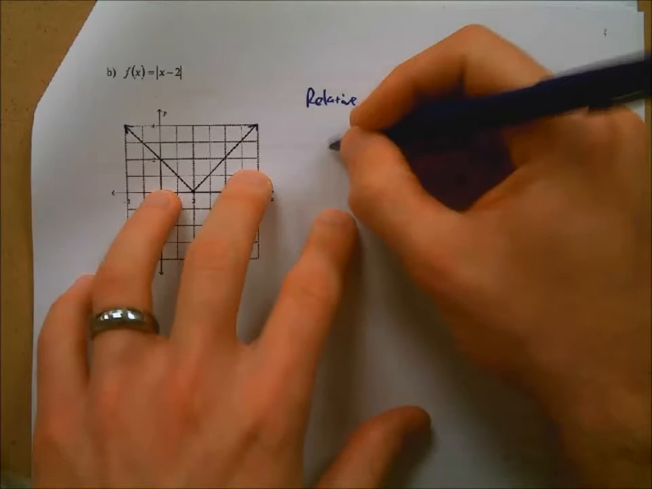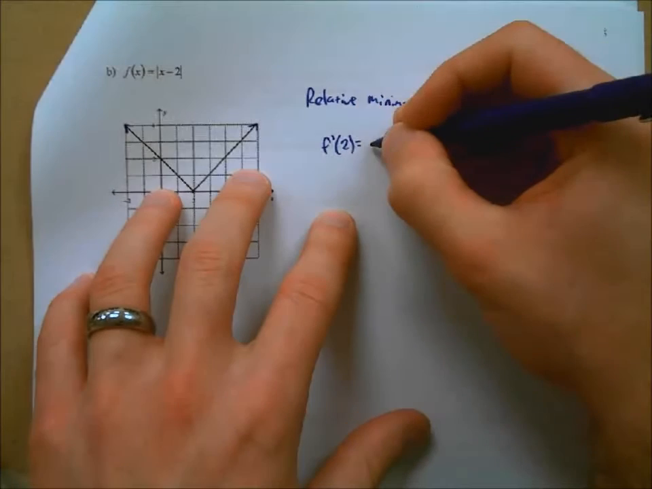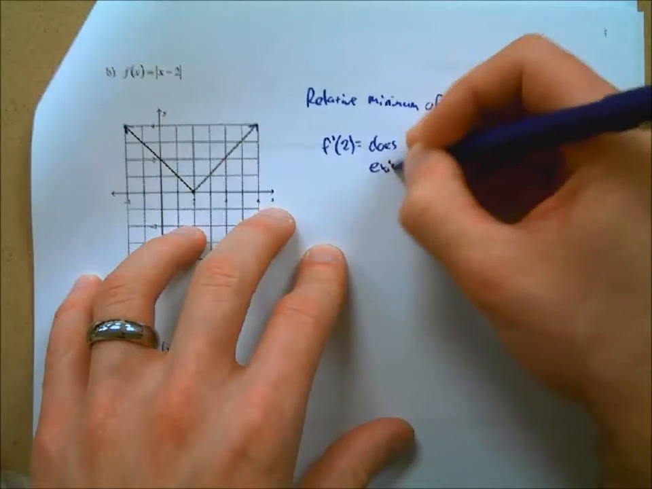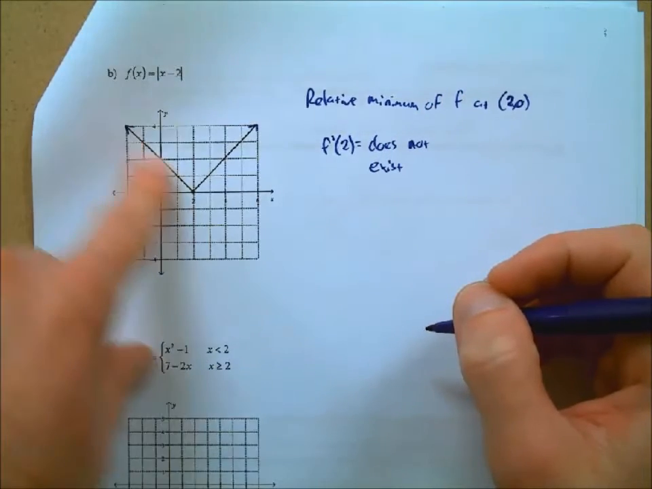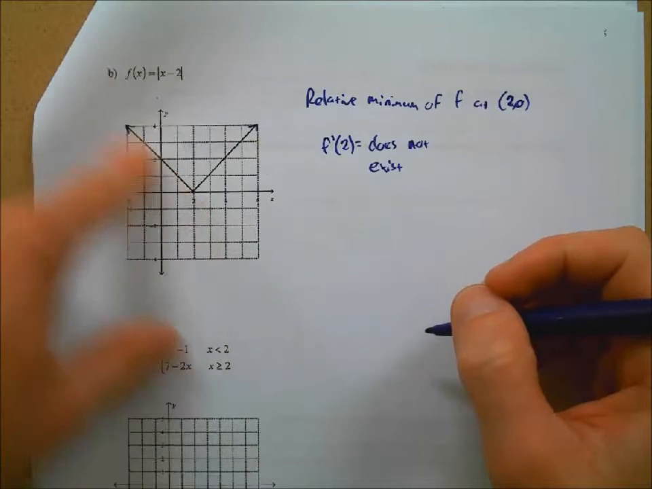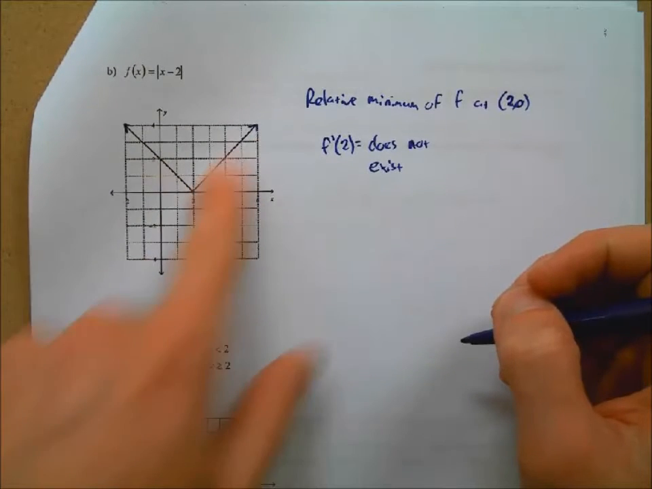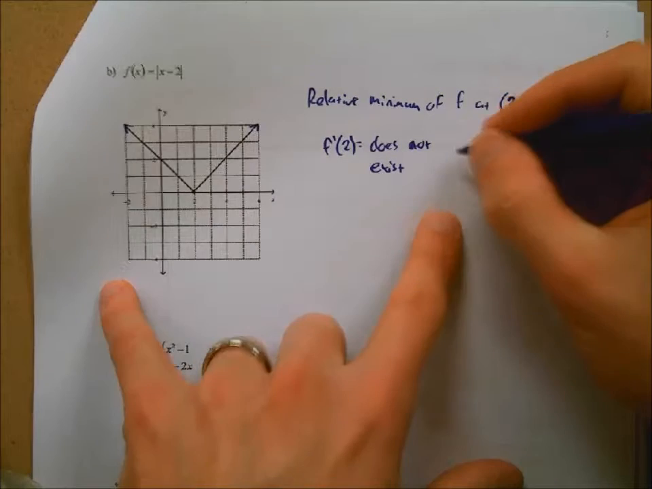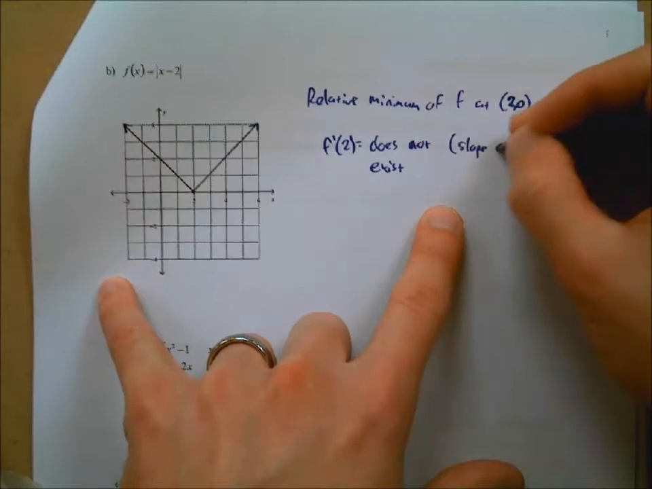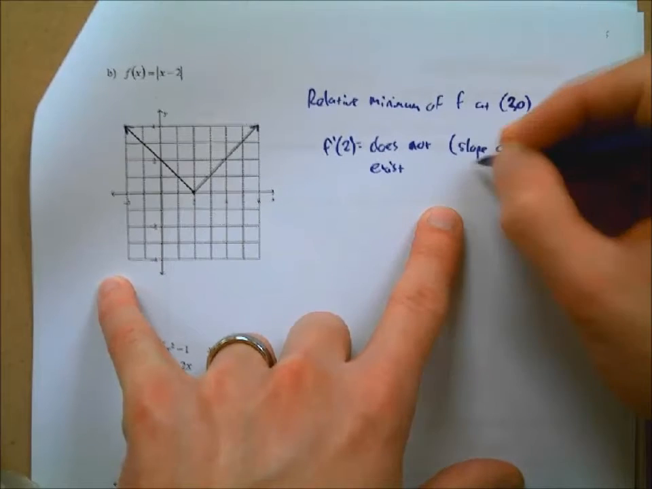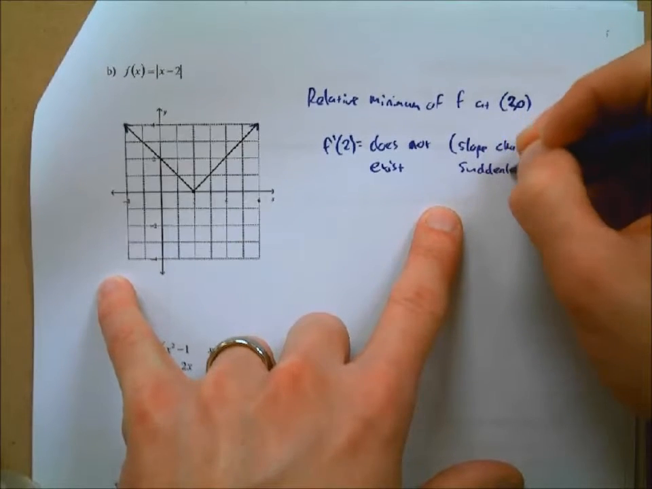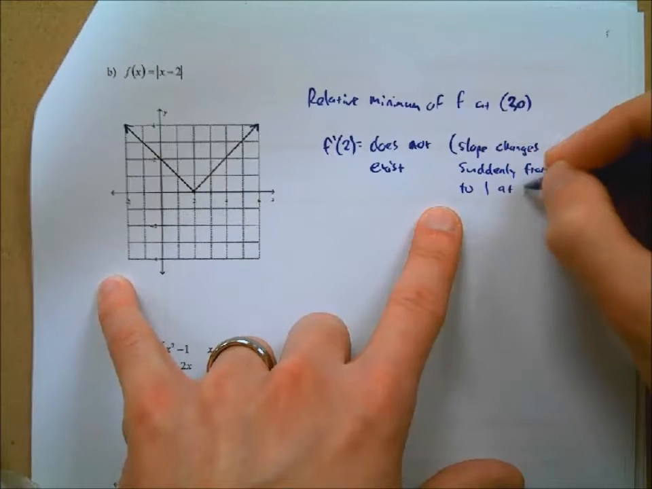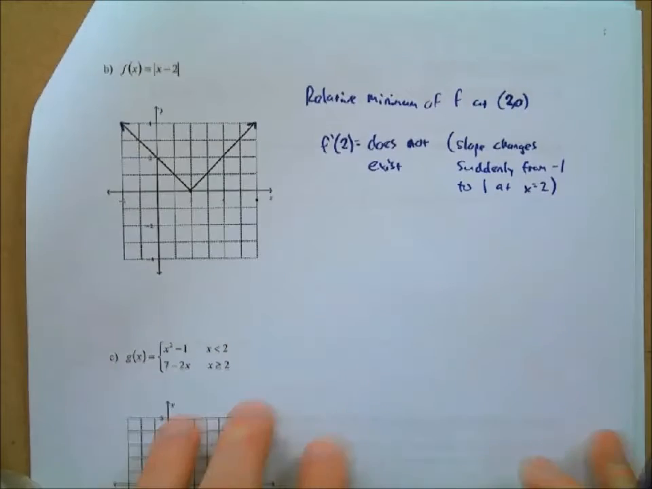Why would we expect f prime of 2 to not exist? What's happening? Yes, we have a sudden change in slope, right? From the left, what's our slope? Negative 1. From the right, what's our slope? Positive 1. And so we jump suddenly from negative 1 to positive 1. So slope changes suddenly from negative 1 to 1 at x equals 2. Okay, without a smooth transition.